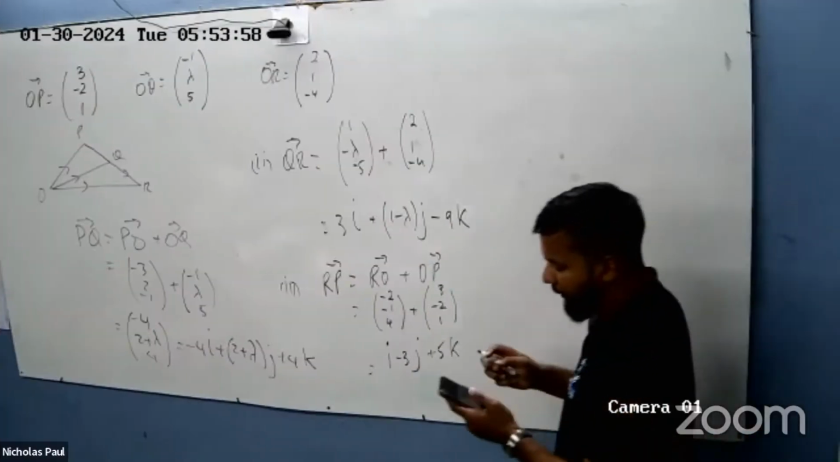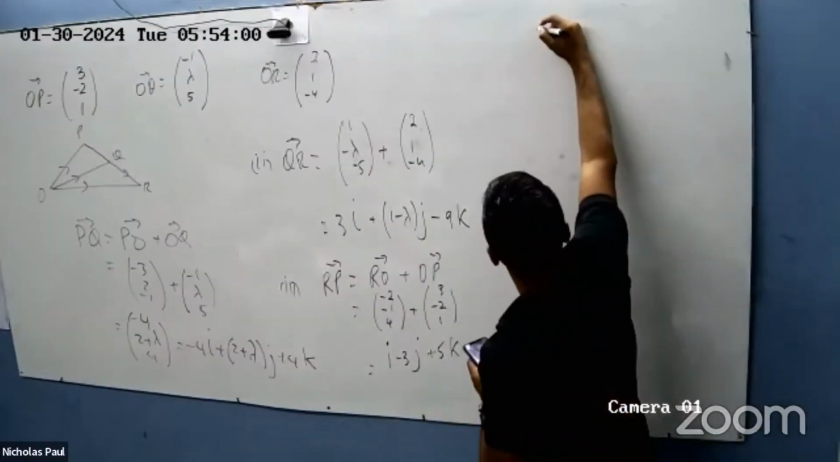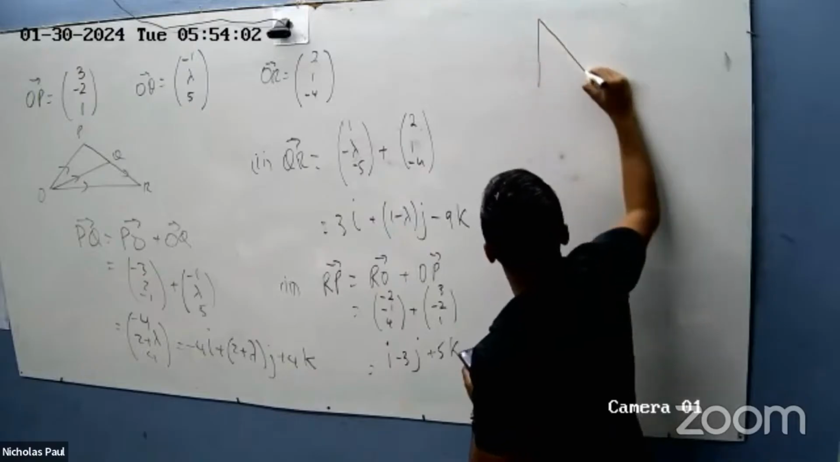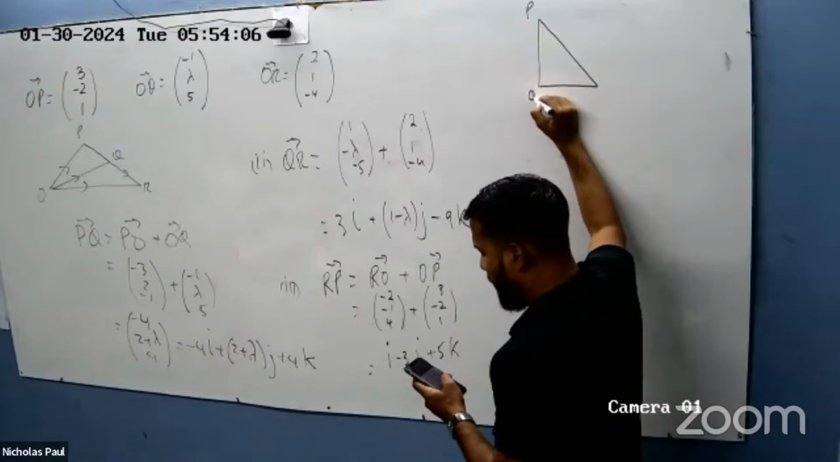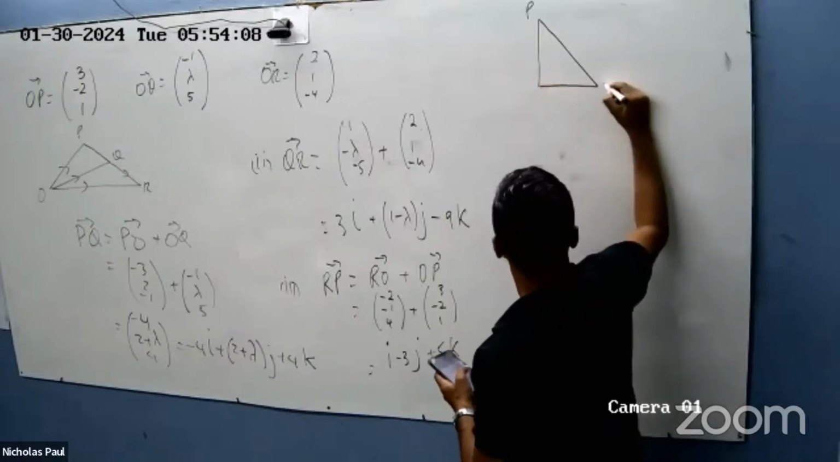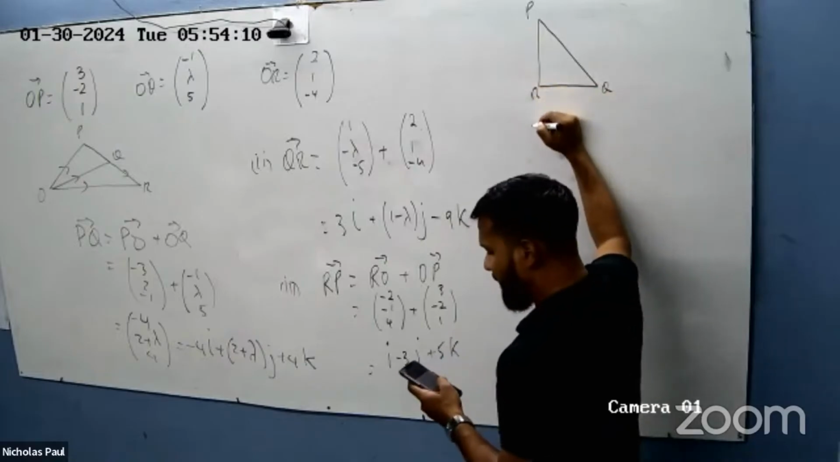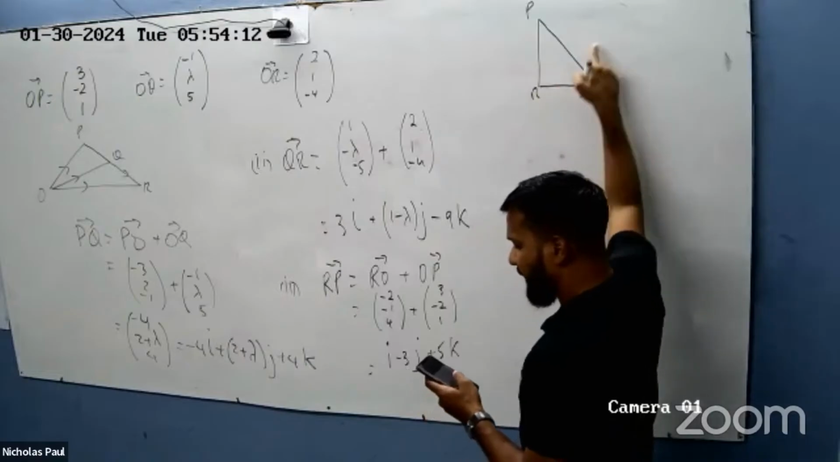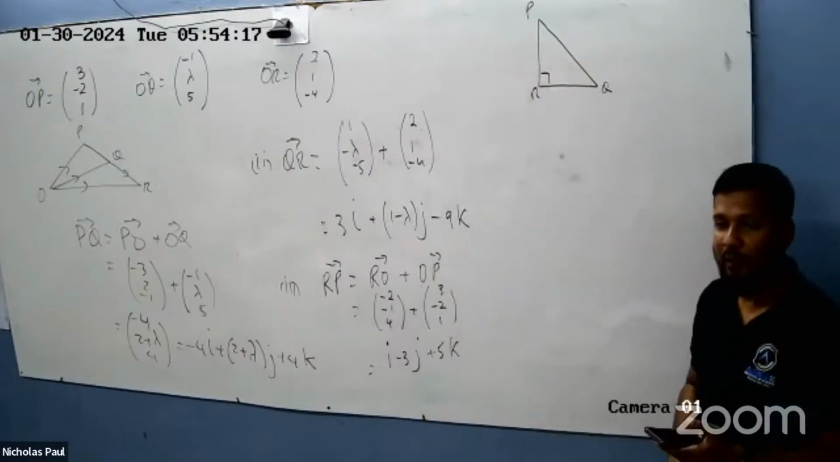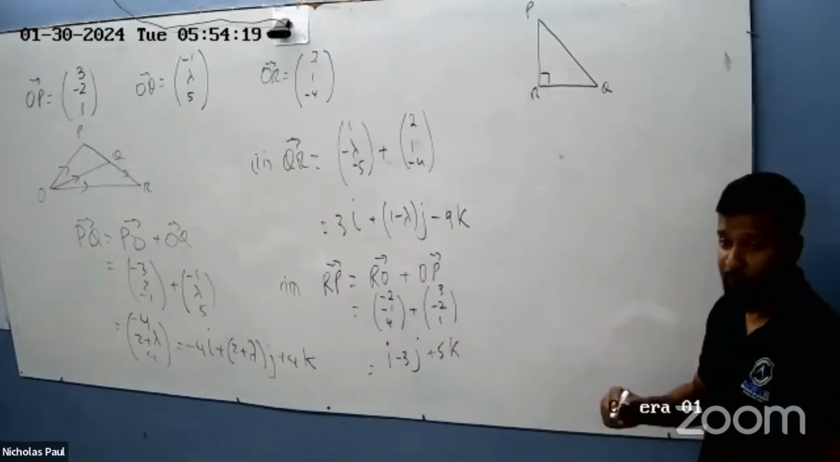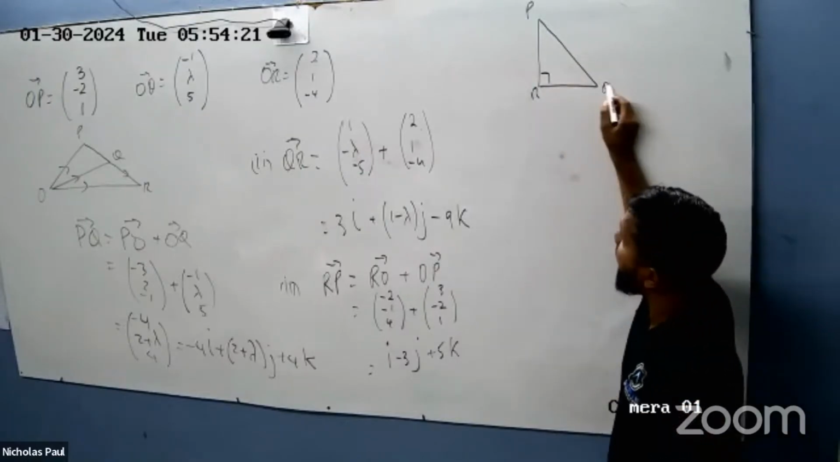So now they said that the triangle PQR has a right angle at R with side PQ being the hypotenuse. They want us to find lambda. So what does this say? This says that PR and RQ are what?